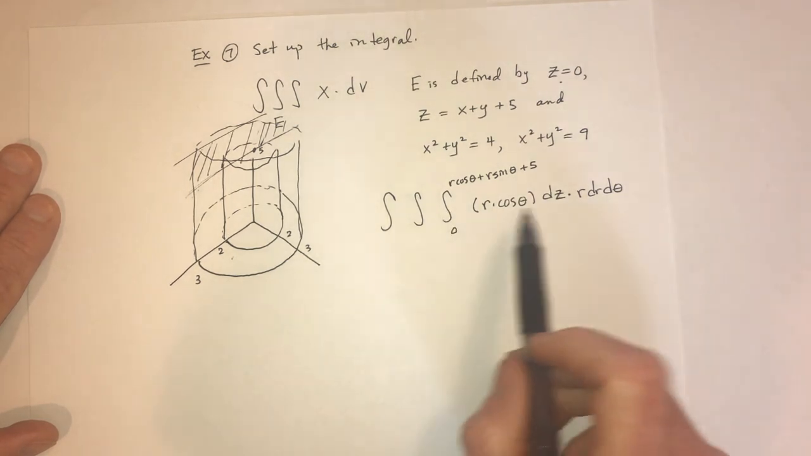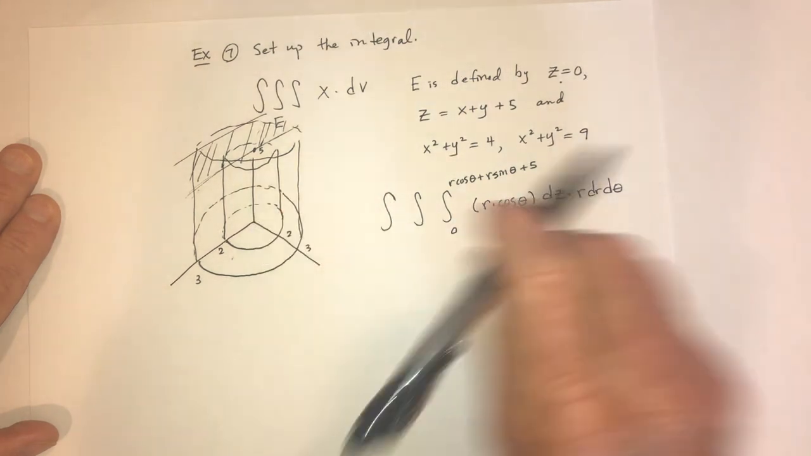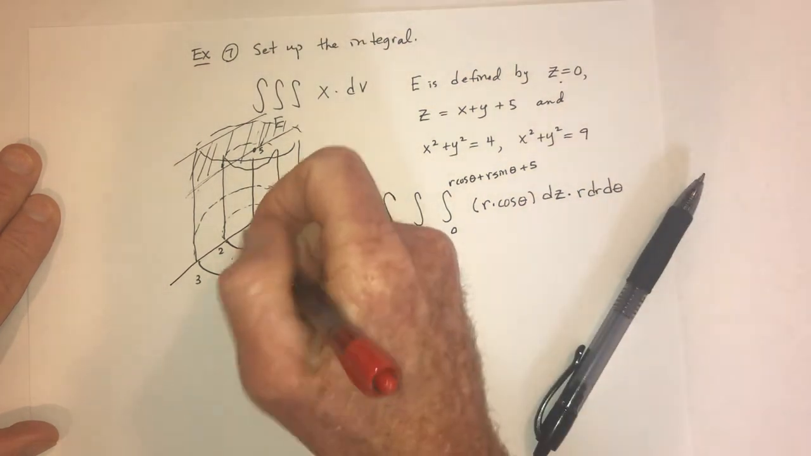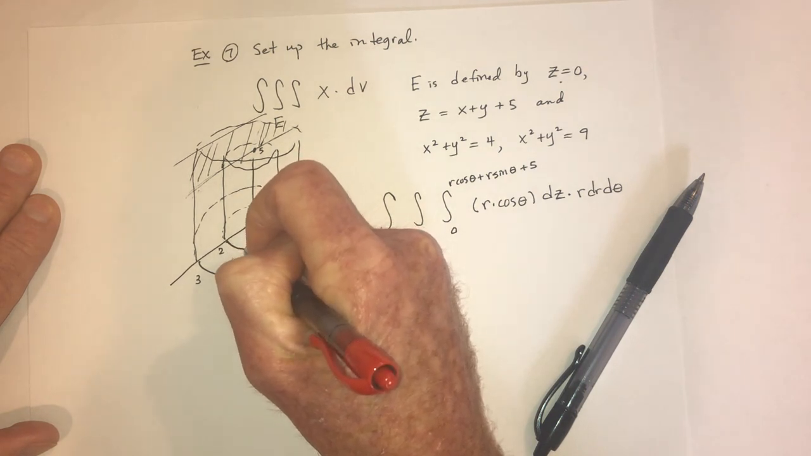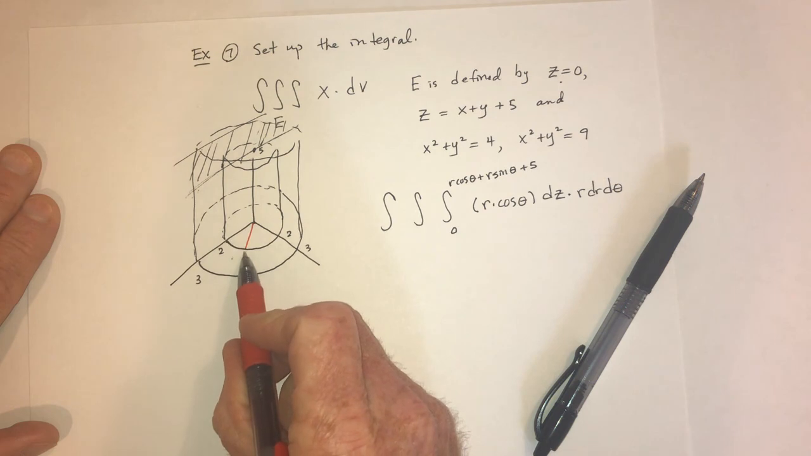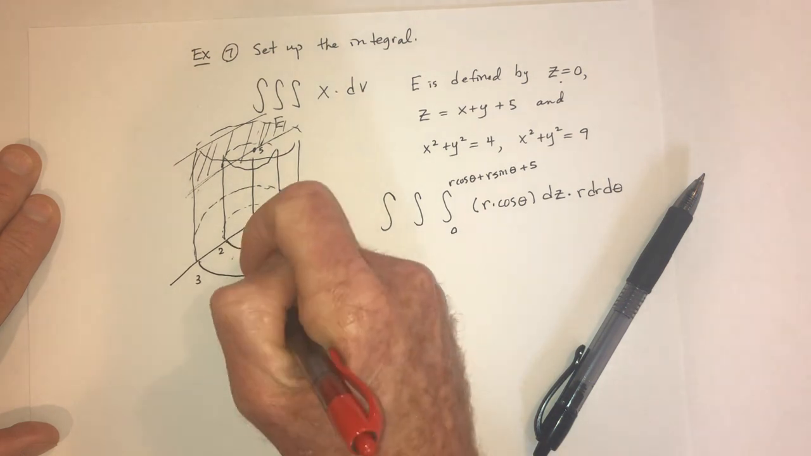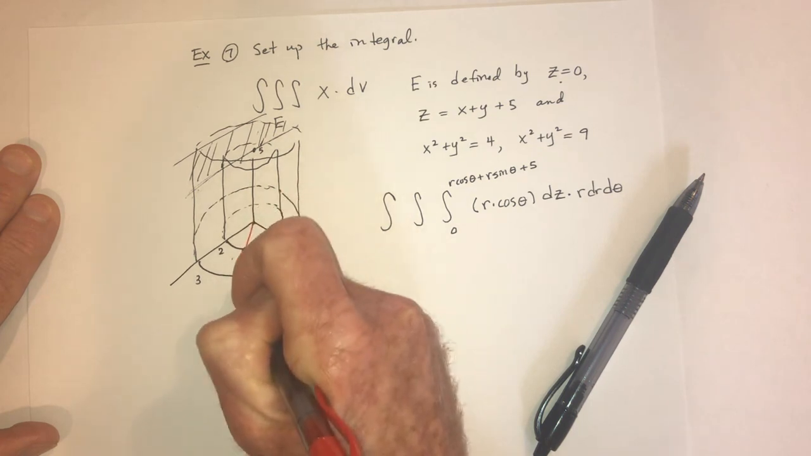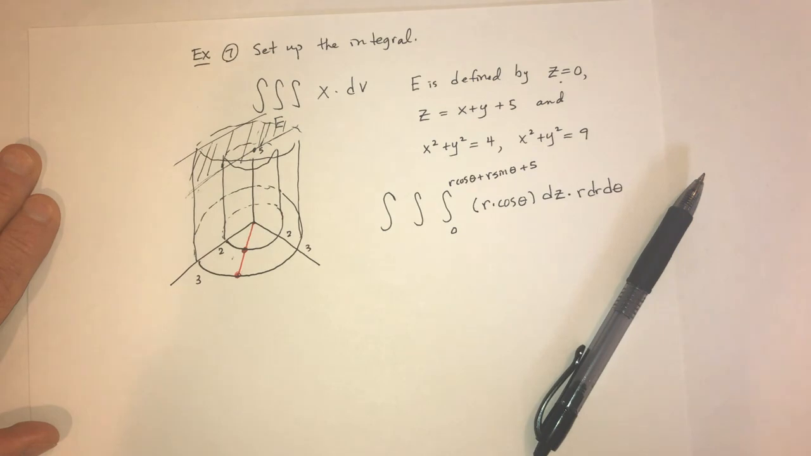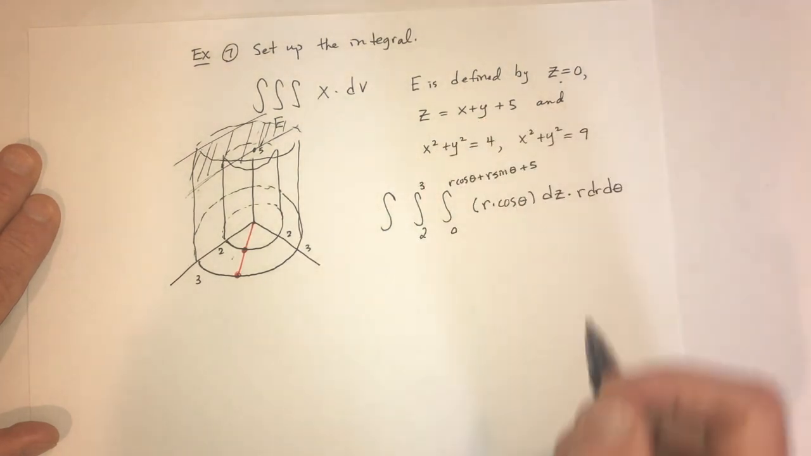And then next up, what about the radius? So the radius is measured from here, and then what it has to do is it has to, at the very least, because it has to be between these two, at the very least it has to be here, and then it's going to have to extend all the way to here. So it's going to have to go from 2 to 3. So r goes from 2 to 3.